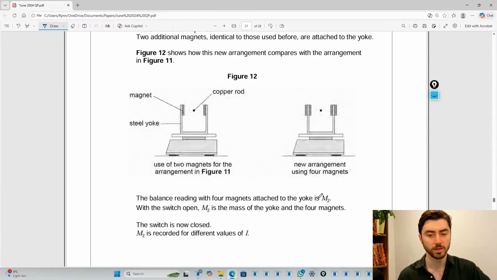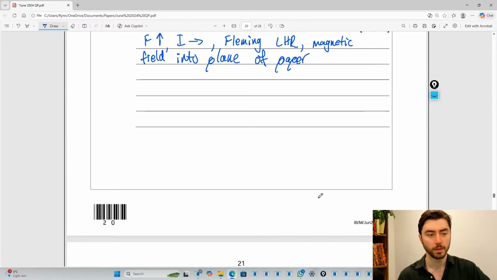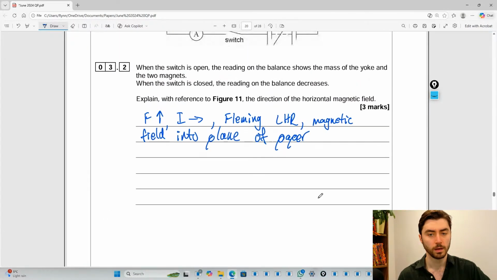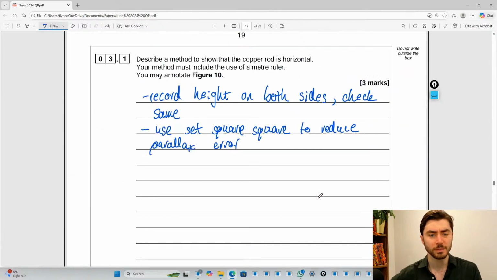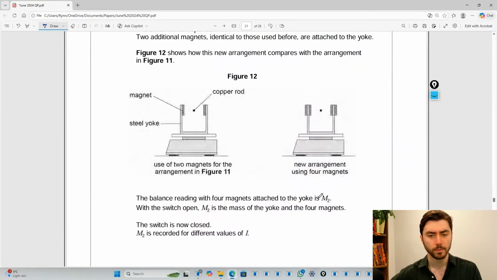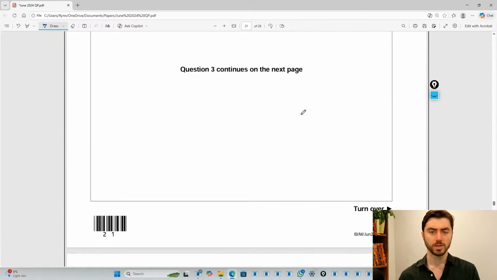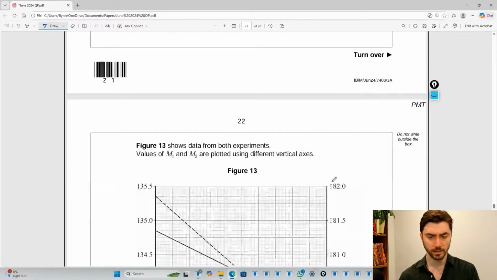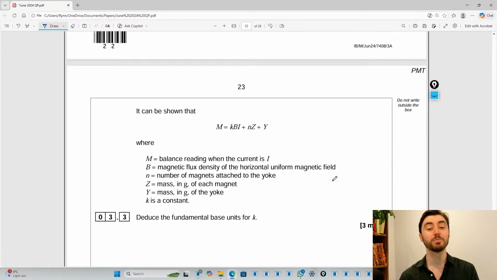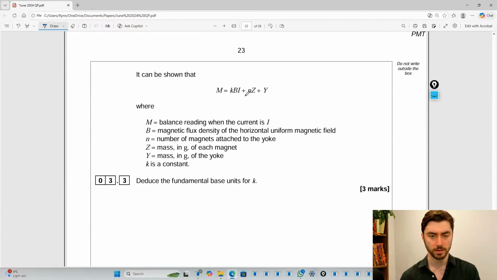Now, with four magnets attached to the yoke, so here, I'm just trying to work out what they're telling me about these magnets. Two identical magnets with their opposite poles facing each other. Will this actually strengthen the magnetic field? Well, clearly. M2 is the one with more magnets, right? Yes. So more magnets, steeper gradient. Cool. This is the problem with this paper as well. You're constantly flicking around, moving around, trying to understand what's happening. It can be shown, okay, this relationship.